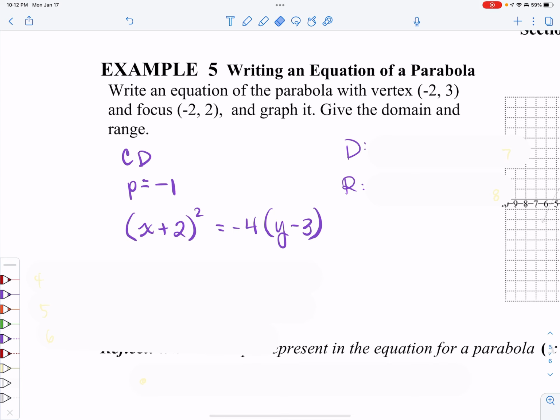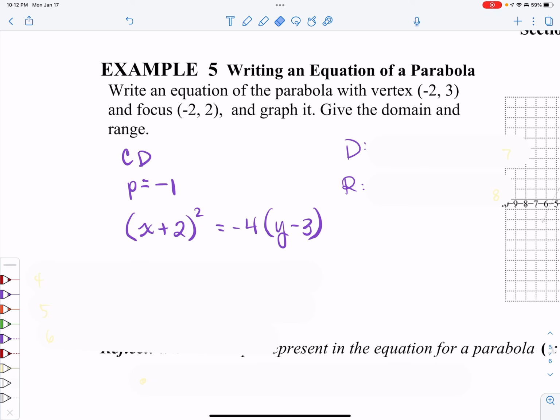All right then, let's go ahead. We can write our equation. So we have x minus negative 2 quantity squared is equal to, remember it's 4 times p, so this is 4 times negative 1. I went ahead and just wrote negative 4 times the quantity y minus 3.